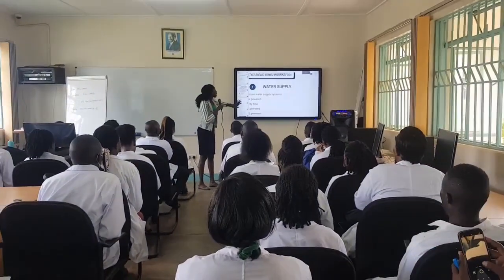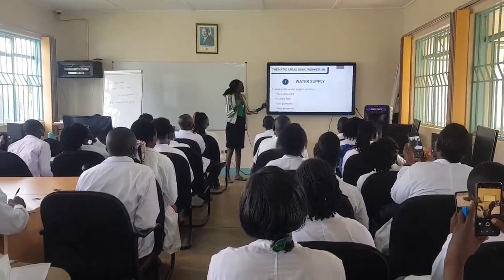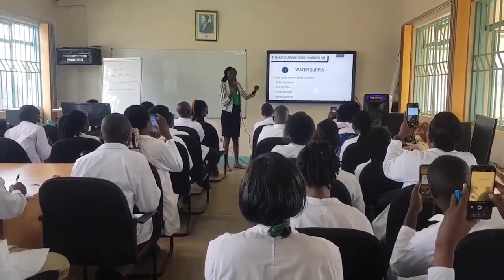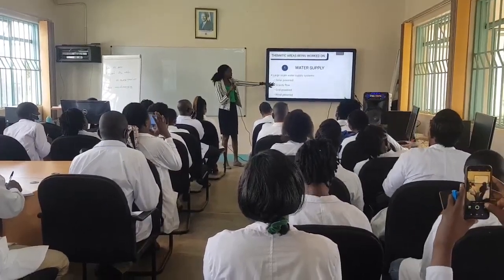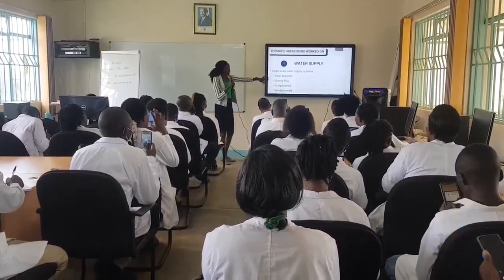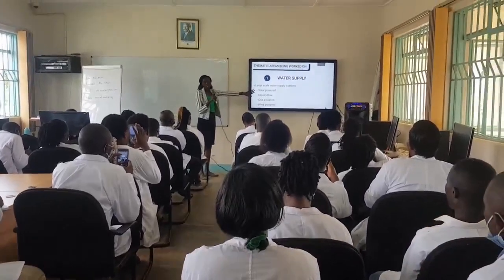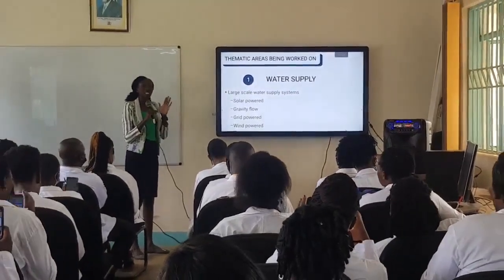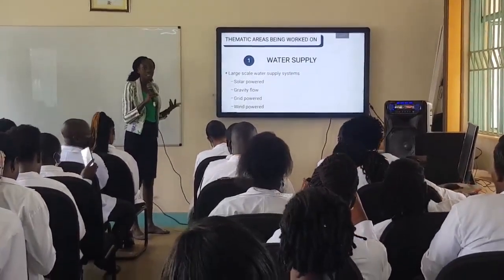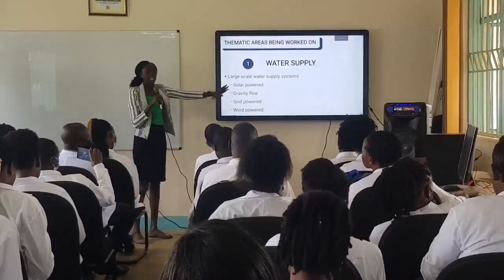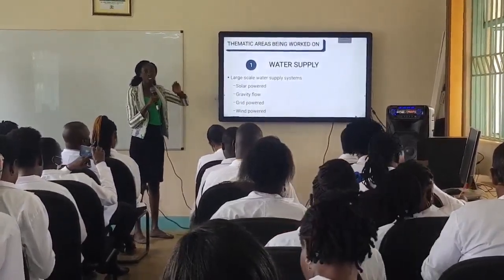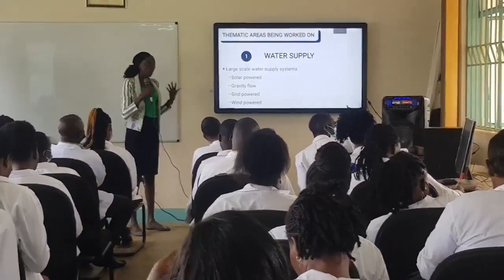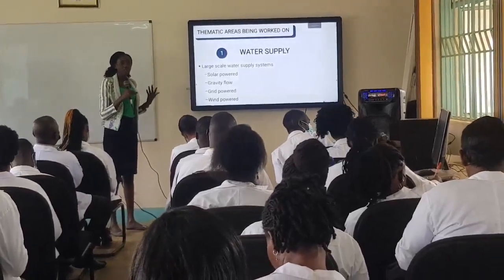Then our thematic areas being worked on, there are very many, but the first one is water supply. And under water supply, we have large-scale water supply systems. The large water supply systems, some of them are solar powered. We differentiate them depending on the type of power we use to run the system. So when we say solar powered, that means there are solar panels attached that run the entire system for the water to come out maybe from a tank, from the pipes.